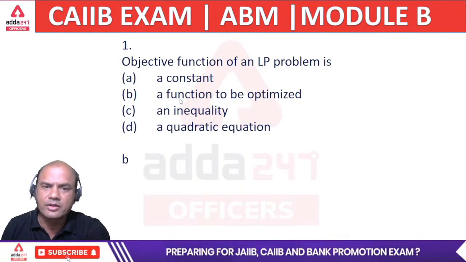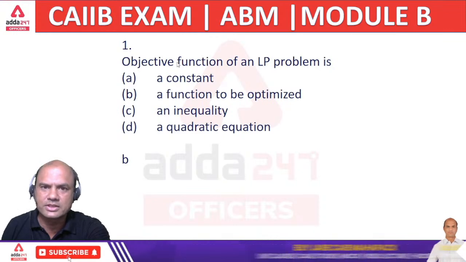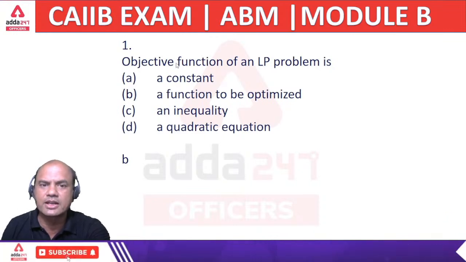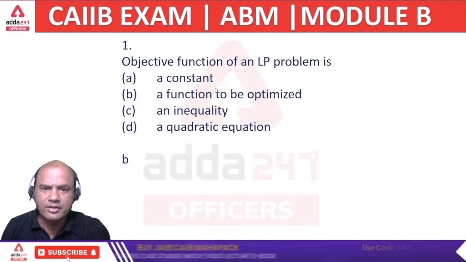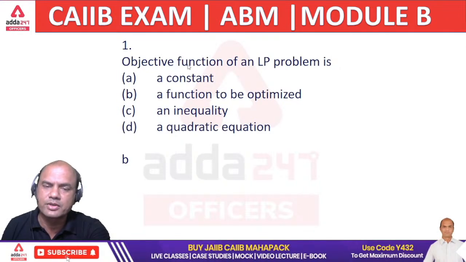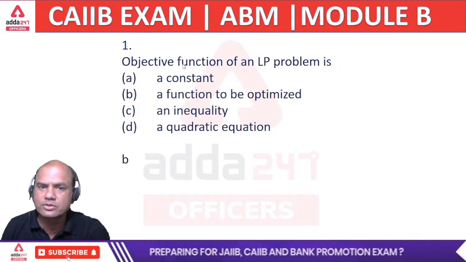The correct answer is a function to be optimized. Remember, in any linear programming there are two functions. Basically one is the constraint and the second is the objective function. I'll teach all the topics at the end. Firstly we'll solve the objective questions, and whenever needed I'll come to these definitions.